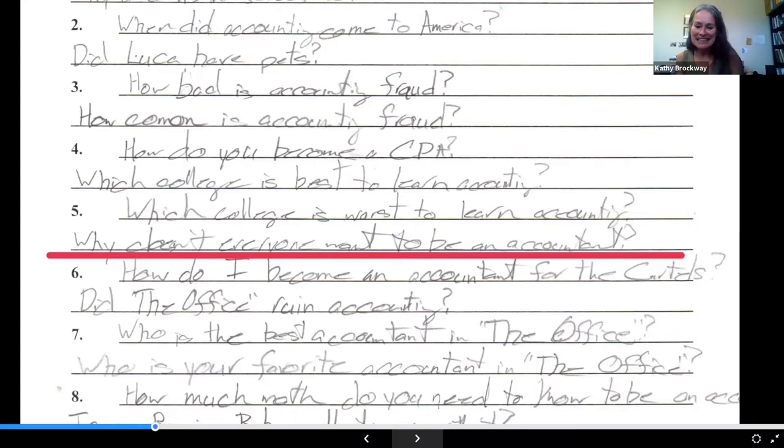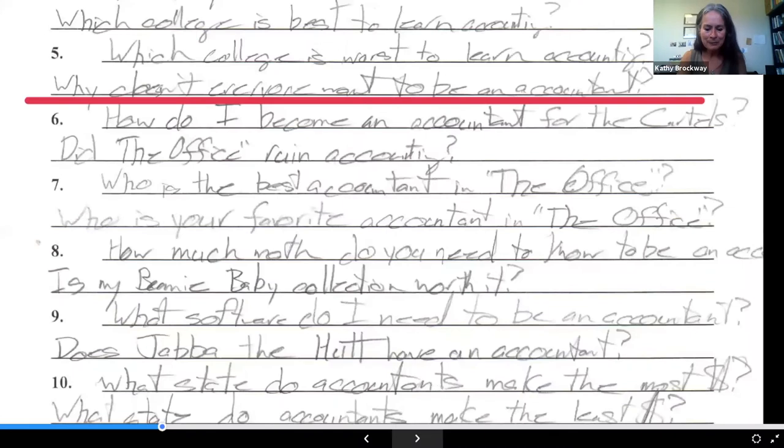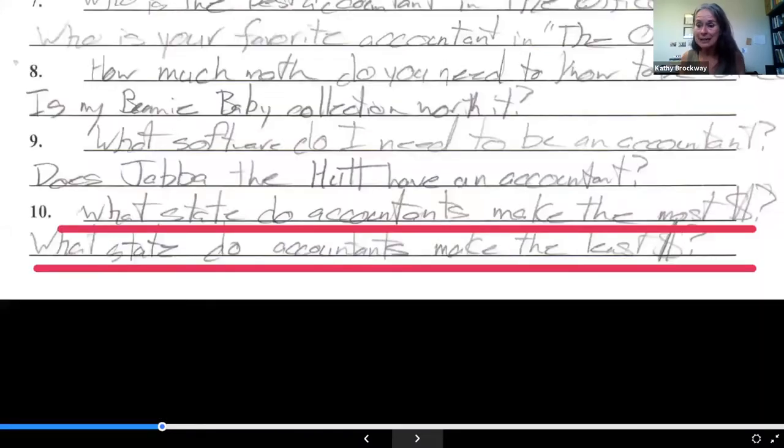Near the bottom of this page, a couple of other really good ones. How much does an accountant make? Same kind of a thing. On a Friday, I'm going to pull a couple of these questions and talk about the salaries that they can expect as an accountant.